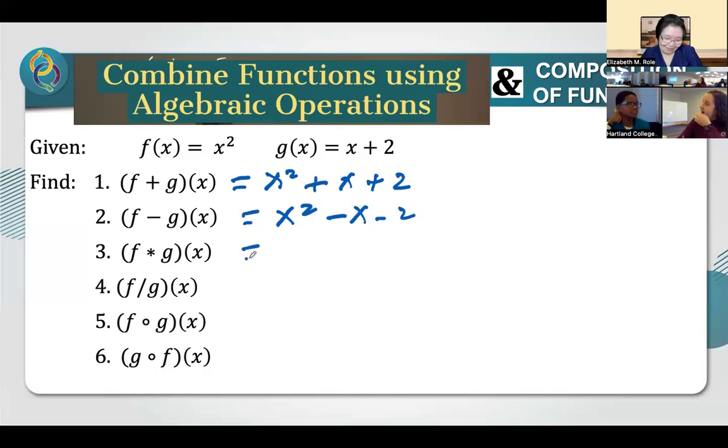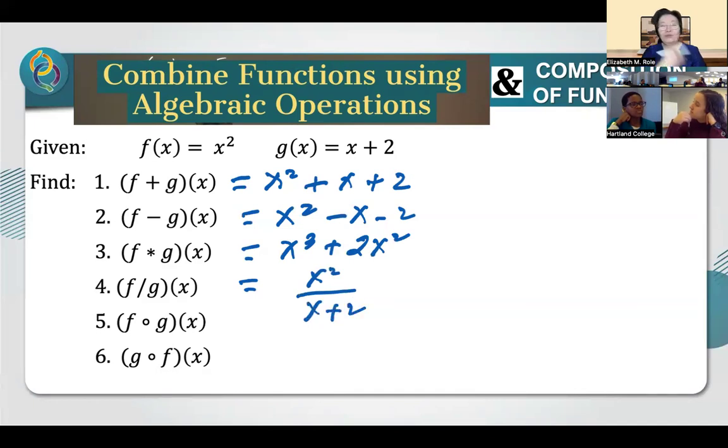Okay, good. How about number 3? X squared times x plus 2. Therefore, what's your final answer? X cubed plus 2x squared. Yes, so you multiply x squared times x, and x squared times 2. Good. Now dividing, x squared over x plus 2. That's easy. So no problem with our addition, subtraction, multiplication, division.